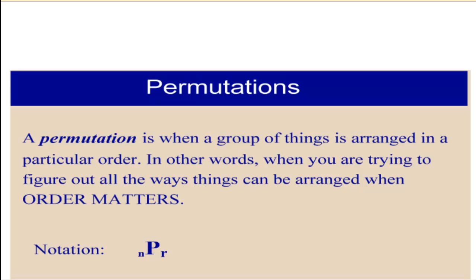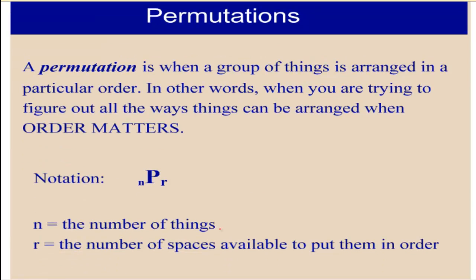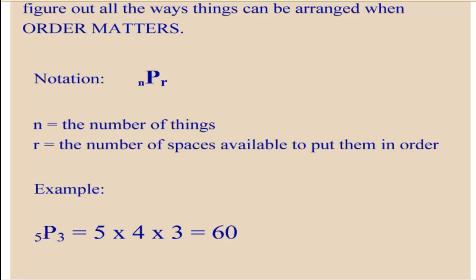Here's the notation for a permutation. It's lowercase n as a subscript, capital P, lowercase r as a subscript as well. So n is the number of things, and r is the number of spaces available to put them in order. If we look at the previous example, we had 5 people, that was the number of things, and we have 3 spots to put them in. So we had 5 people, and we had 3 places, first place, second place, and third place. So that's how you read the notation.